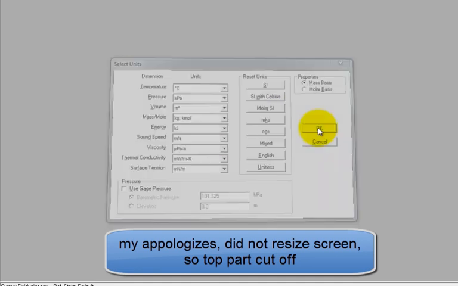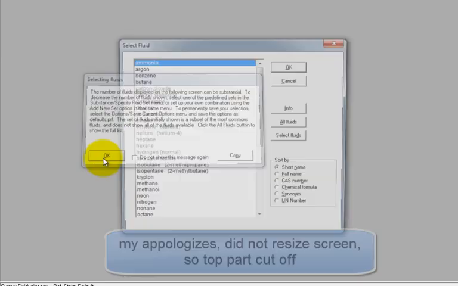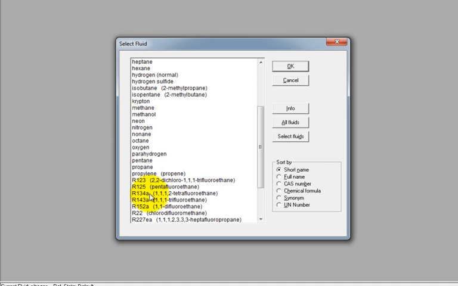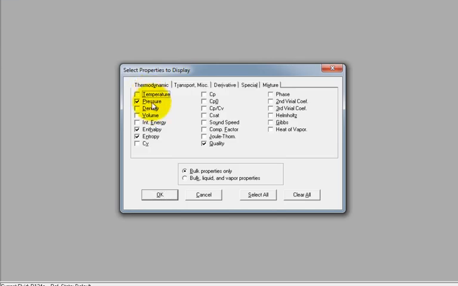And then we have to get our substance. It's a pure fluid, and it's not on, like a lot of fluids here, right? But 134a is right here. Now, student version, you get a handful of these. And then reference state, properties. I like to get the temperature, the pressure. We don't really need density or specific volume. We don't need internal energy. We need enthalpy. We need entropy. We need quality. Sometimes you have to look for quality.